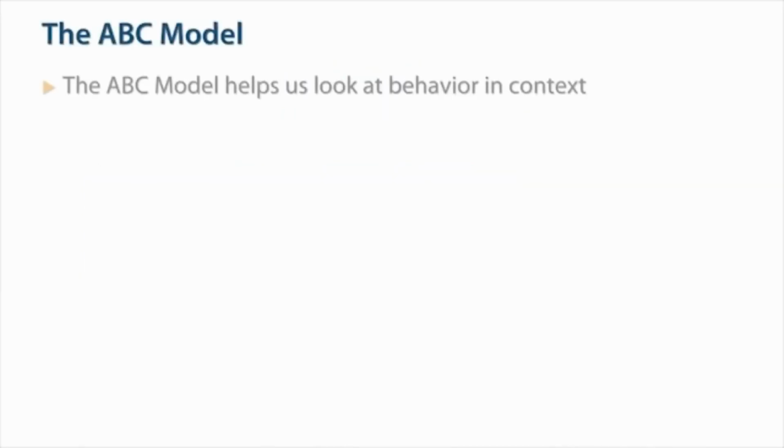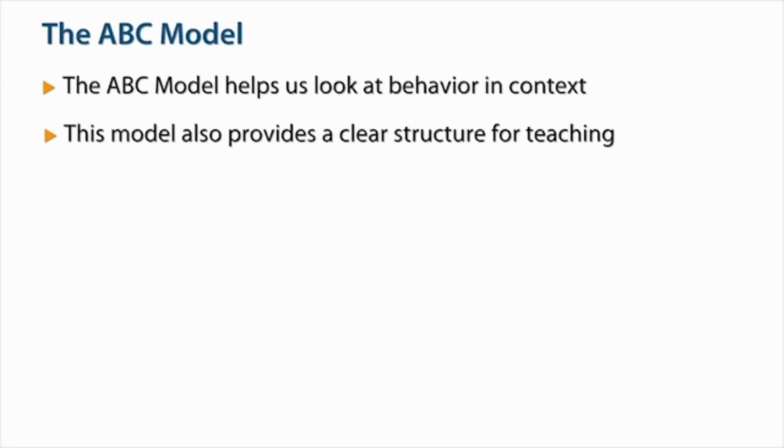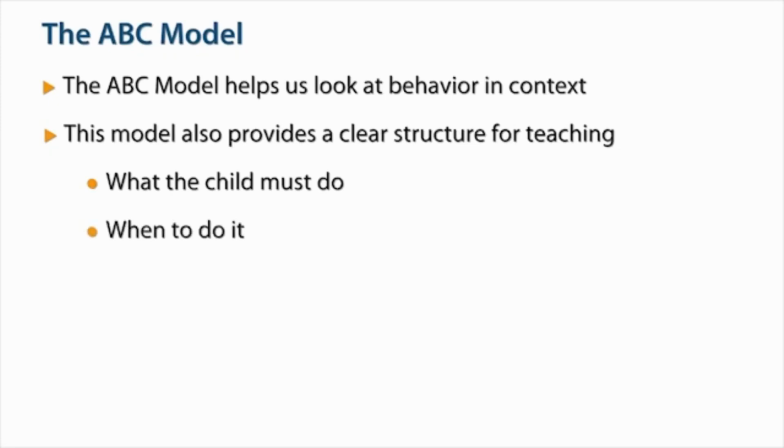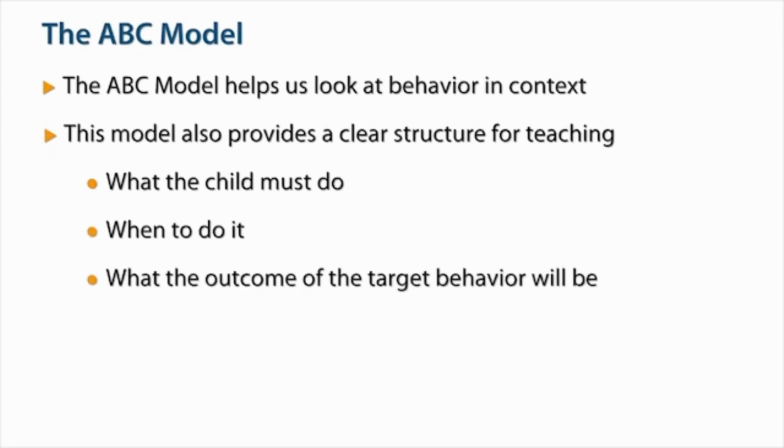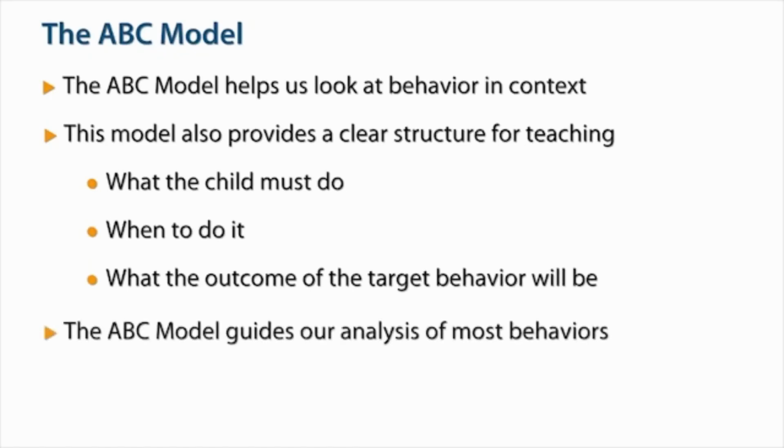The ABC model helps us look at behavior in context. That is, how a behavior is related to what's happening before and after that behavior. The model also provides us with a clear structure for teaching what the child must do, that's the behavior, when to do it, given the antecedents, and what the outcome of that behavior will be, positive reinforcement. The ABC model is very important in behavior analysis. It's really how we look at almost all instances of behavior.